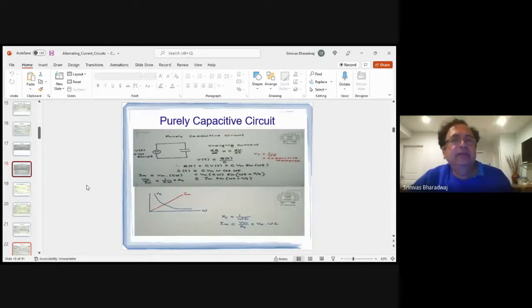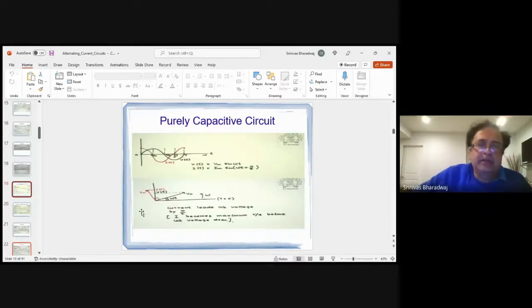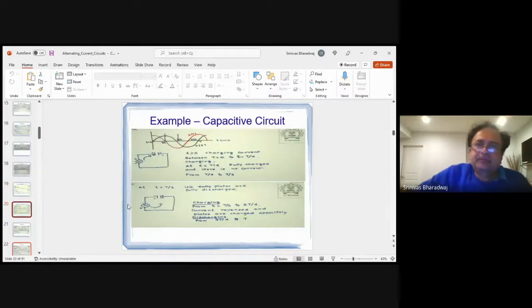Okay, so that will be what we call the impedance, which is a complex number. So if the voltage is here, the current will be there. Okay, so that is a capacitive circuit, right? So now what happens in a capacitive circuit is that for half the cycle the capacitance will be charging.